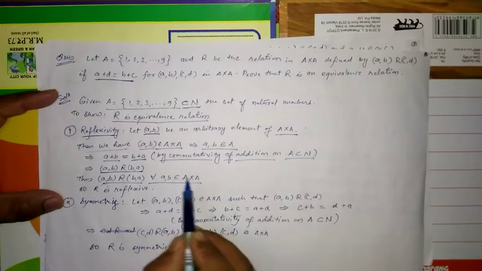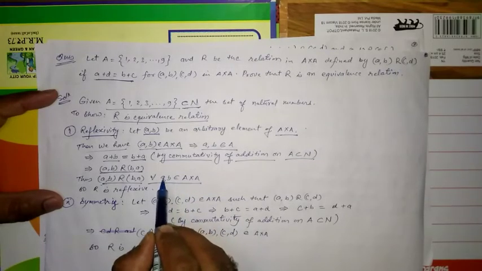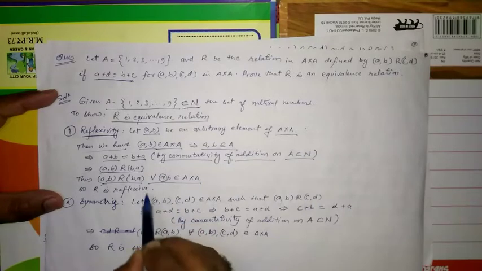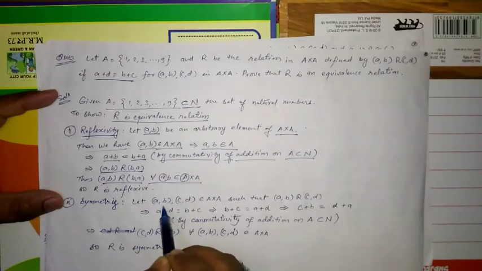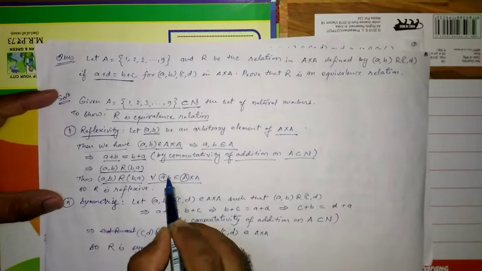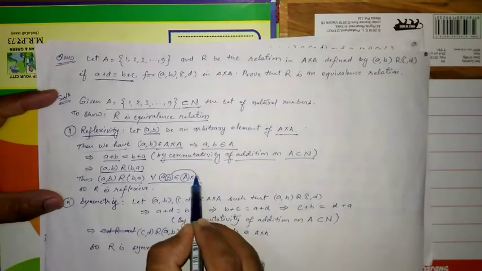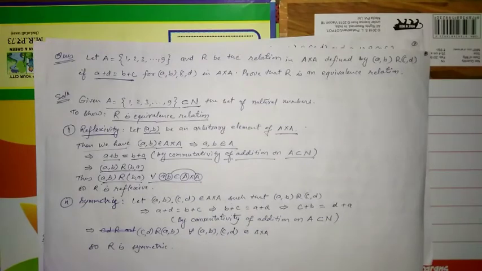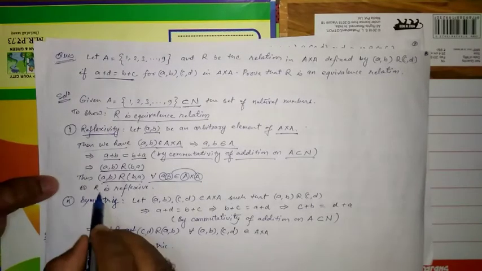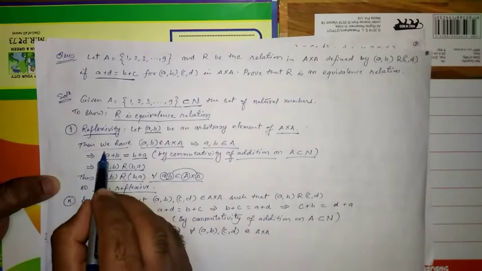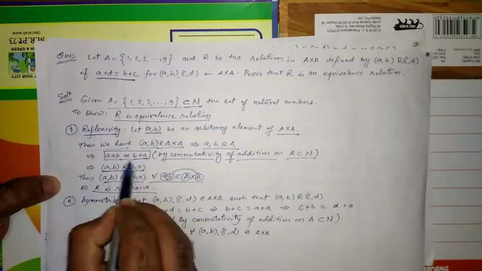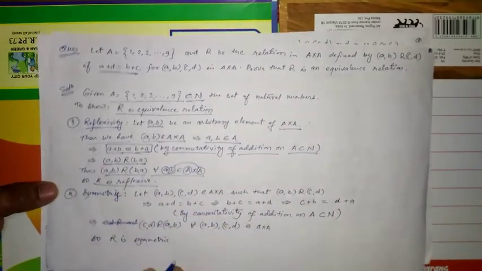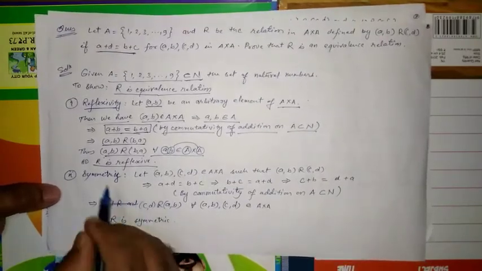That means A cross A means this is an element from this set and this element is from this set. So A cross A means itself, it is finding its relation. So R is reflexive, as you can see here AB is equal to BA. Now next we will find the symmetry.